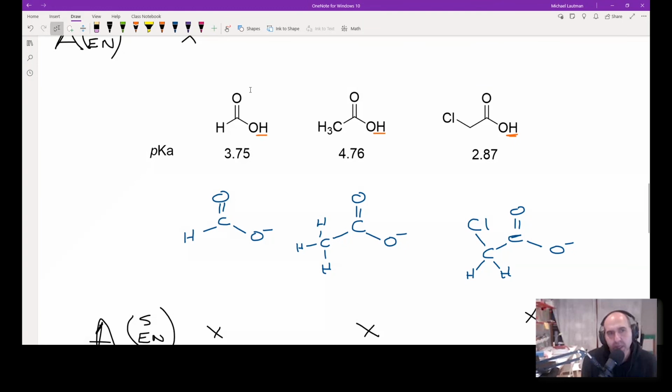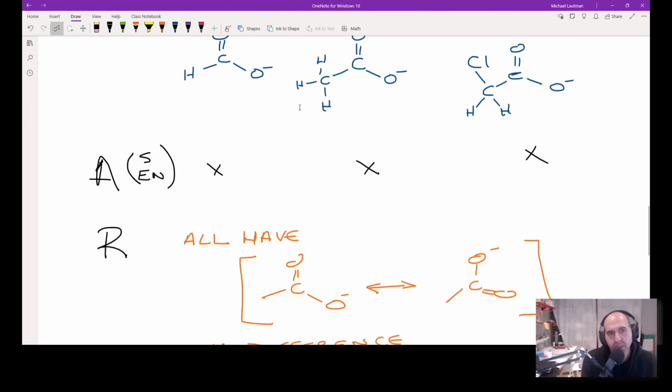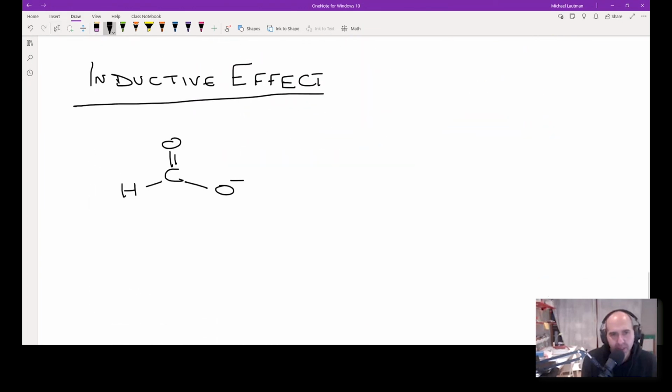So let's start by comparing it to acetic acid or the acetate ion. Why is this less stable than this, right? And we know it's less stable by looking at the pKa's, right? So this is less stable, right? And how come?